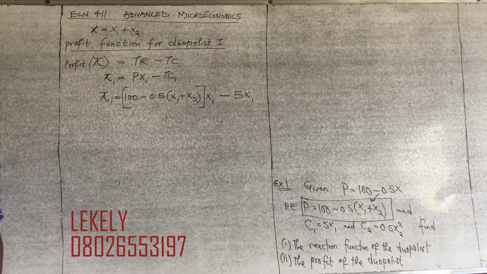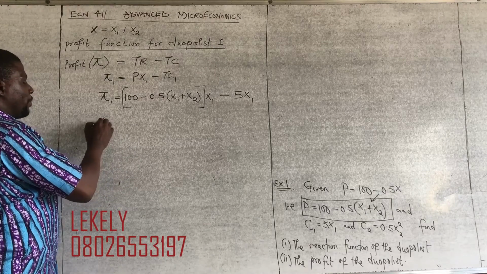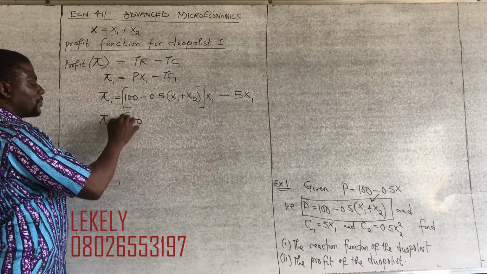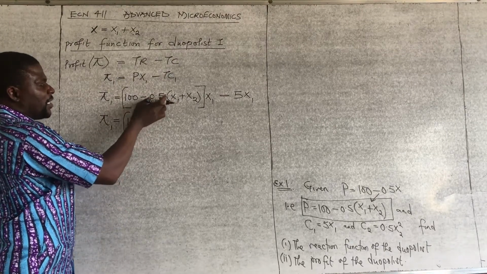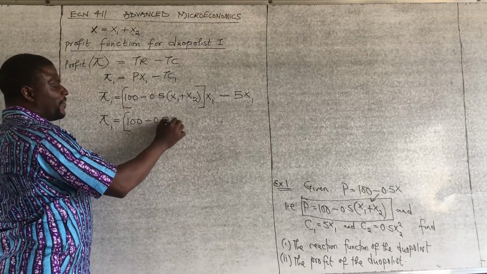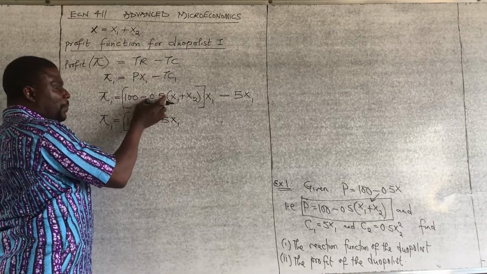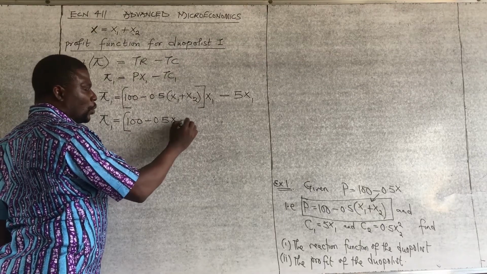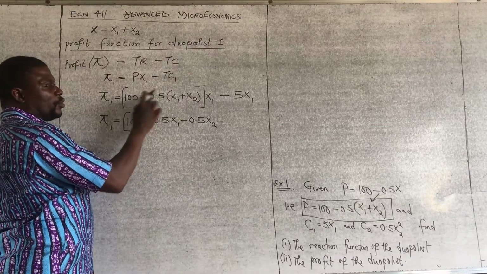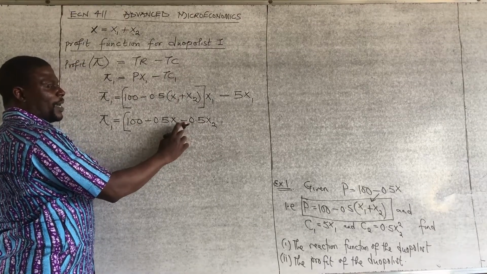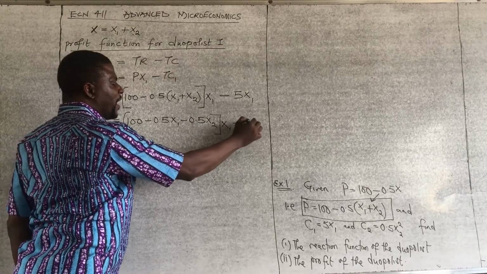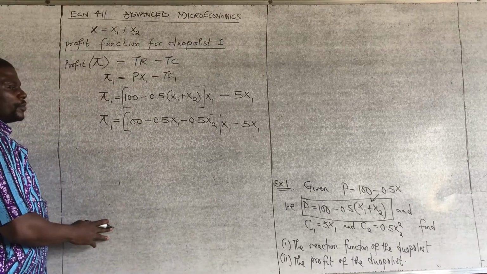Can I continue? So here now I can say profit 1 is 100 minus 0.5 multiplied by x1. So I'll have minus 0.5x1. Then 0.5 multiplying this x2 will also be minus 0.5x2, because this minus will affect this plus and change it to minus. So I still have the x1 minus 5x1.